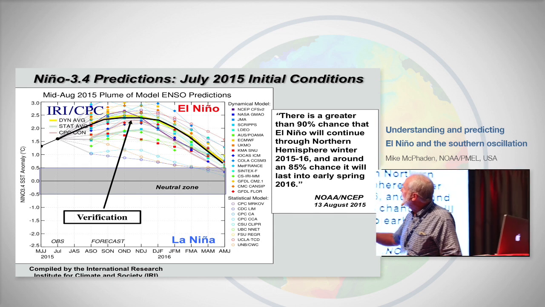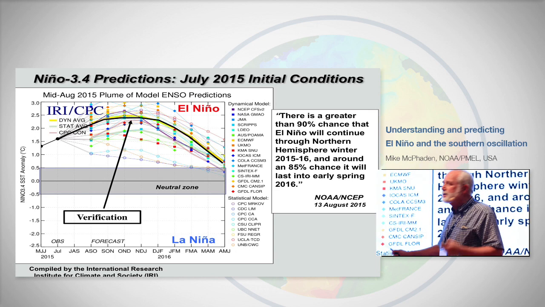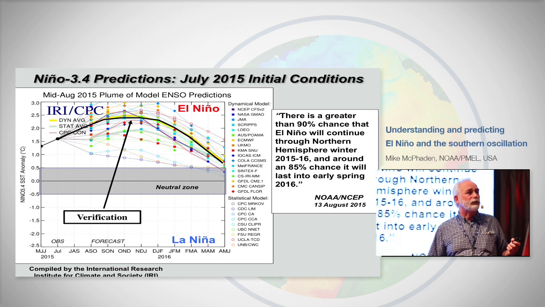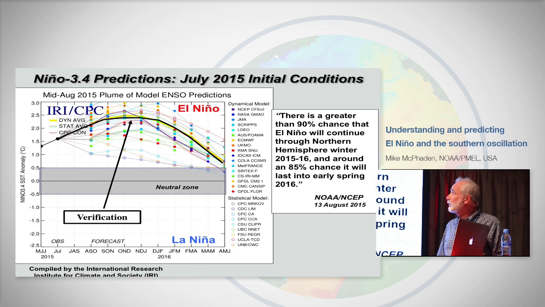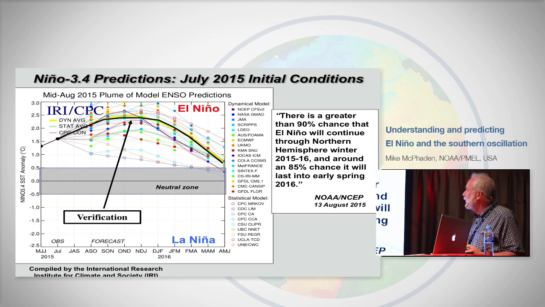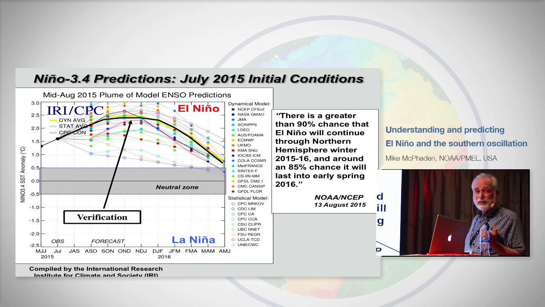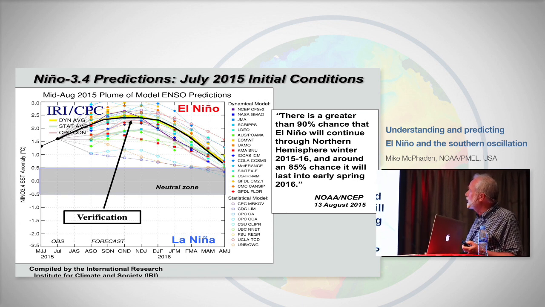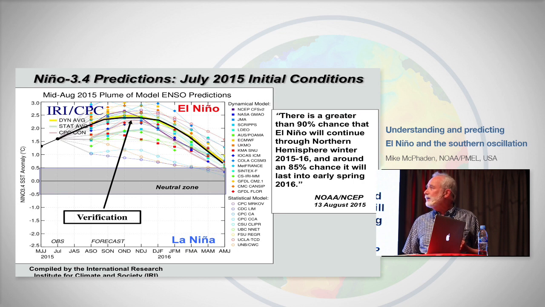And you can see from July 2015, virtually every organization in the world was saying we're going to have an El Nino. And many of them said we're going to have a big El Nino. This was NOAA's evaluation of the observations at that time and these forecasts. There's a greater than 90% chance that El Nino will continue through northern hemisphere winter 2015-16, and around 85% chance that it will last into early spring of 2016.